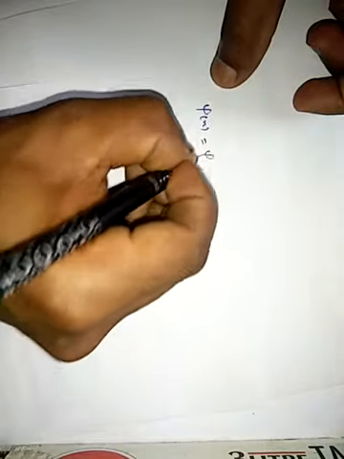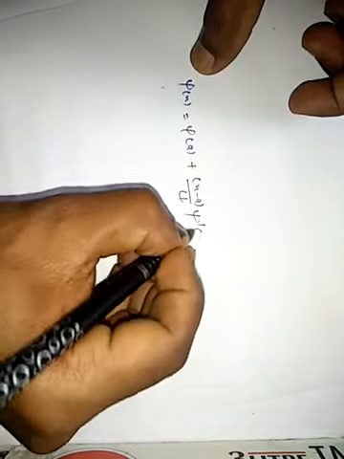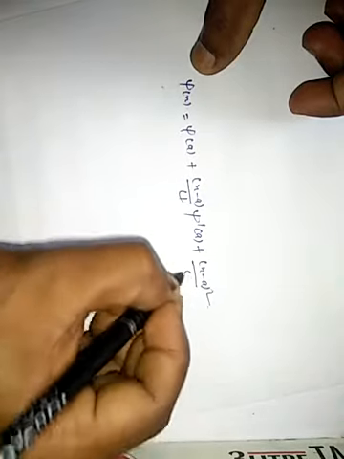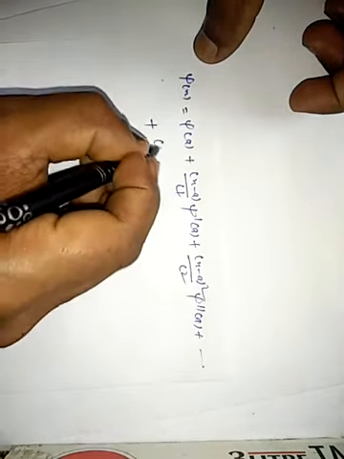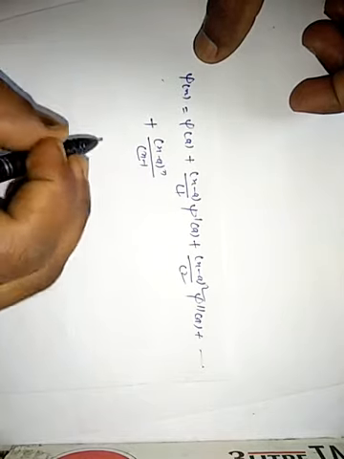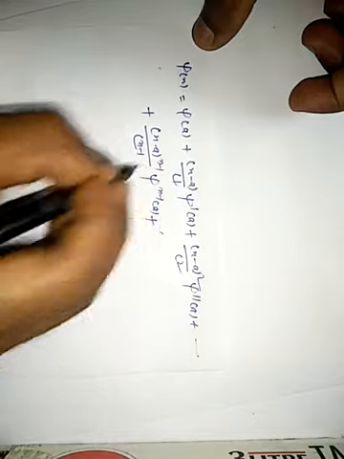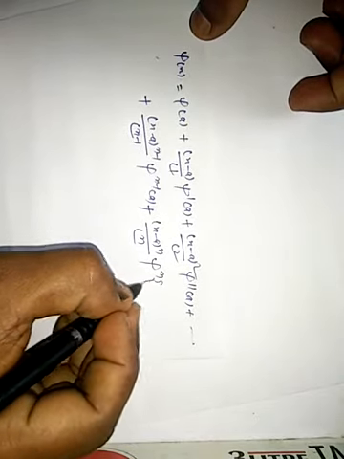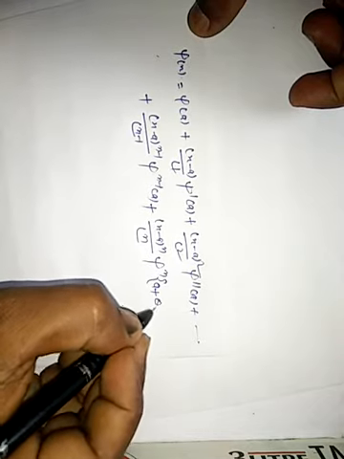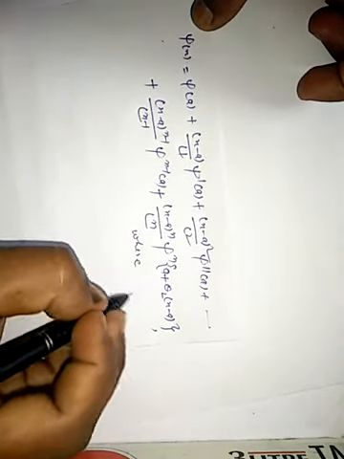And also psi x is given as psi a plus x minus a upon factorial 1 psi dash a plus x minus a whole square upon factorial 2 psi double dash a, and so on, plus x minus a to the power n minus 1 upon factorial n minus 1 psi to the power n minus 1 a plus x minus a to the power n upon factorial n psi to the power n of a plus theta 2 x minus a, where theta 2 also lies between 0 and 1.